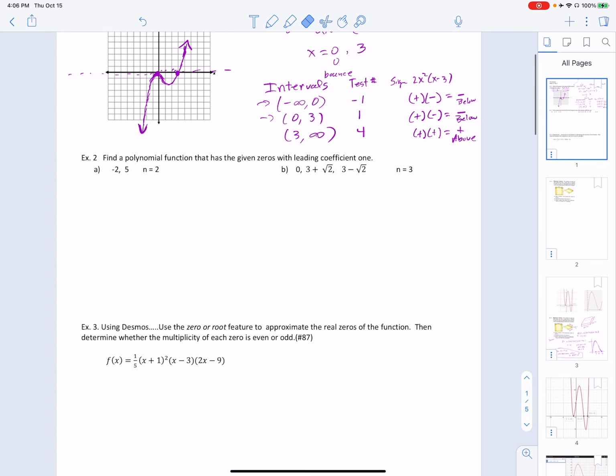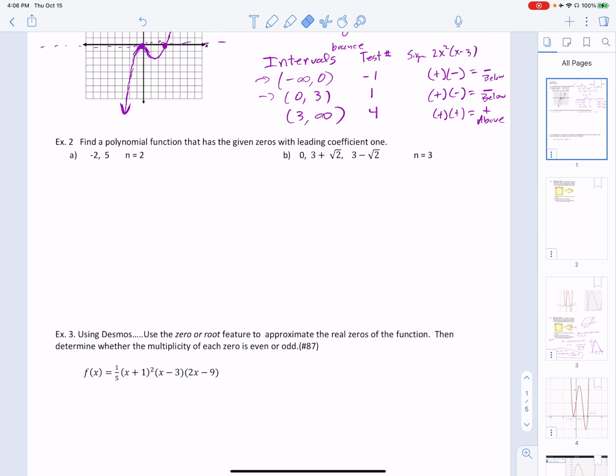All right, so then another set of problems: find a polynomial function that has the given zeros with leading coefficient 1. That's mentioned just so that we all have the same answer. And the idea here is x equaling -2 is a 0. That means that a factor is going to be x plus 2.